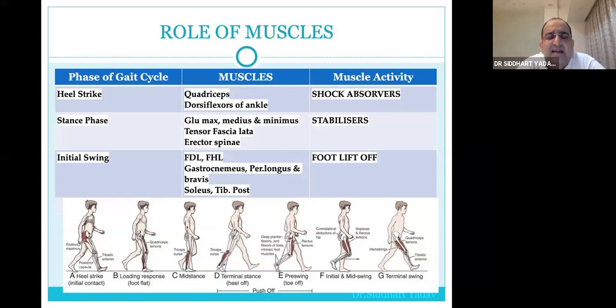Now, the role of muscles during these activities. For example, at heel strike, the purpose is shock absorption, and the muscles active at heel strike are the quadriceps and dorsiflexors of the ankle. In stance phase, the muscle function is basically to stabilize: gluteus maximus, medius, minimus, tensor fasciae latae, erector spinae. During initial swing, FDL, FHL, gastrosoleus, peroneus longus and brevis, and tibialis posterior, and the main activity is foot lift off. So you should know during the gait cycle which are the main active muscles and what is the purpose of that muscle activity.